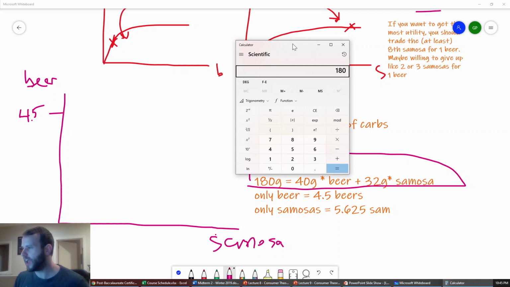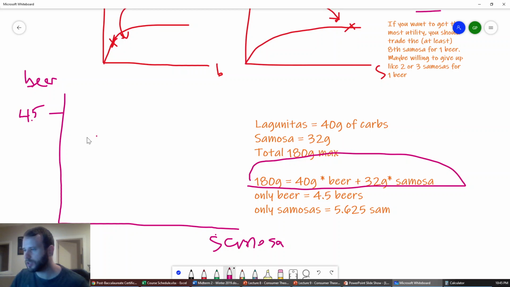So if he had 3 beers, it would be 40 times 3, gives him 180 minus 120. I know the answer is 60, but I want to show you. It gives him 60 grams left over for samosas. So that's 1.875. So 3 beers and 1.875 samosas is a point on this line. And we know that 5.625 is a point on this line from here.